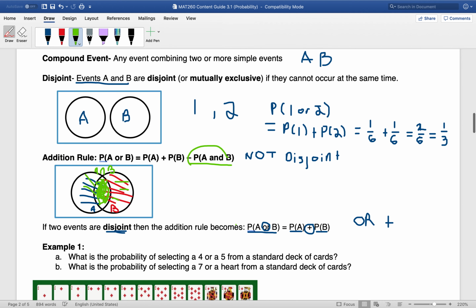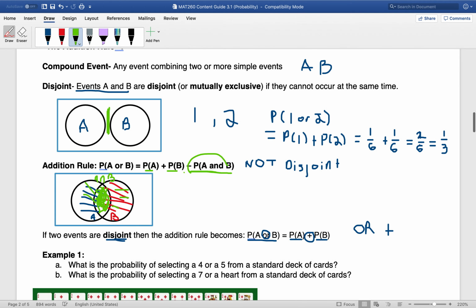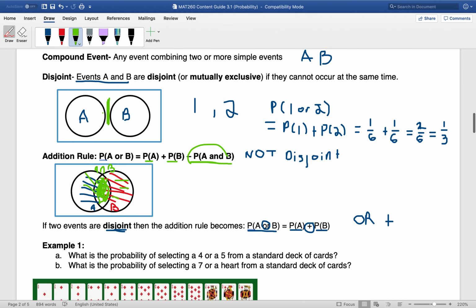So when we don't have disjoint events, we have to do the probability of A plus the probability of B and subtract out that part that they share, because otherwise we would be counting that part twice. When they were separate, we didn't have any middle section, so we didn't have to worry about subtracting that part out, because we were only counting A and B. We weren't counting the overlap twice.